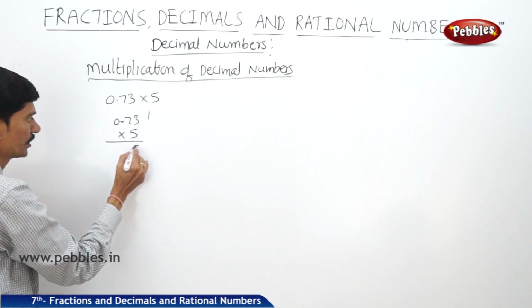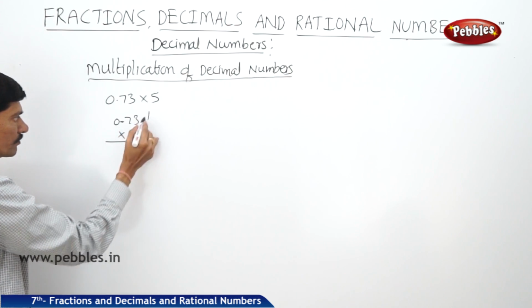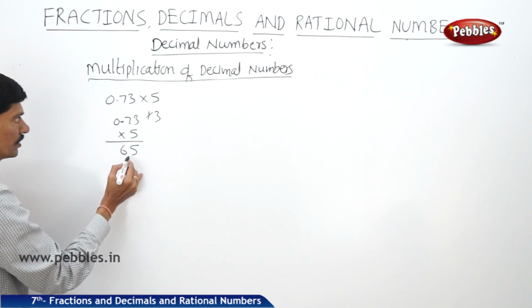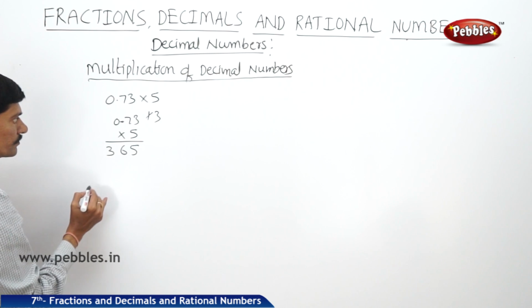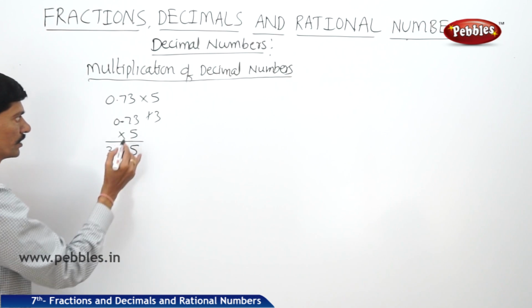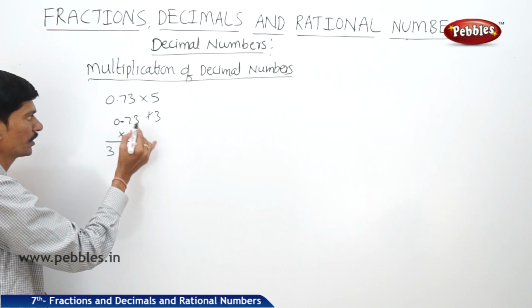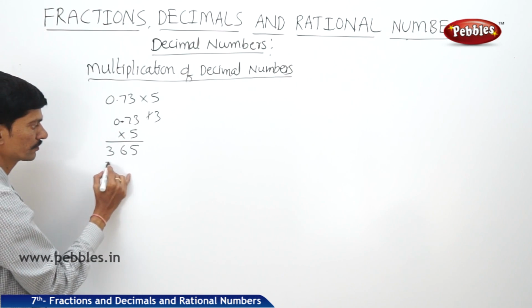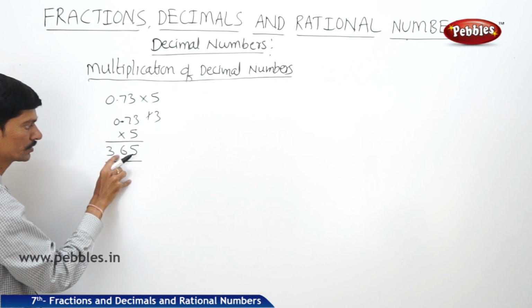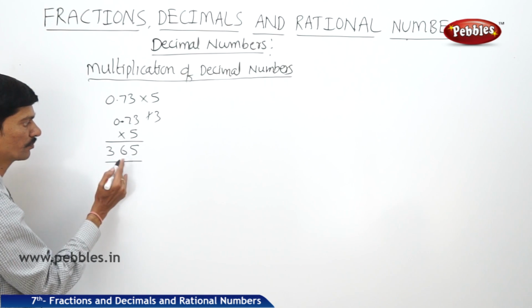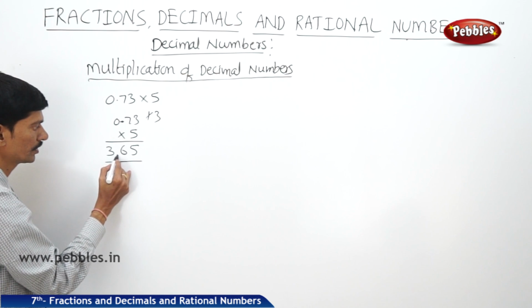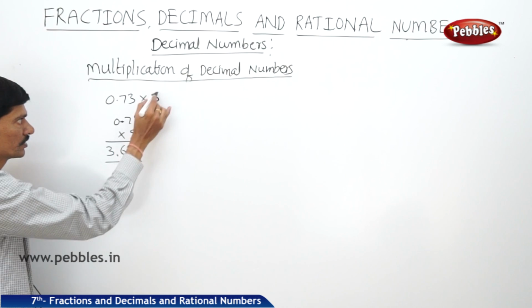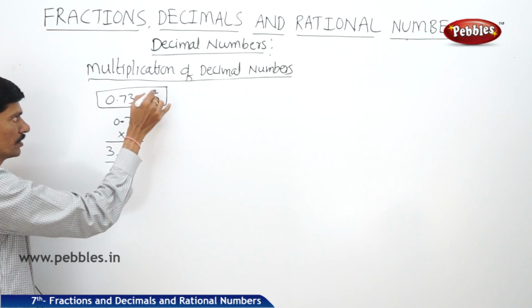Then 5 3s are 15, and 5 7s are 35 plus 1 is 36. Then 5 times 0 is 0, plus 3 is 3, then we get 365. Now in the multiplicand after the decimal point there are two digits, so in the product also we will place the decimal point such that there will be two digits after the decimal point. So we place the decimal point here, then after the decimal point there are two digits. Now this is a multiplication of a decimal number with a whole number.